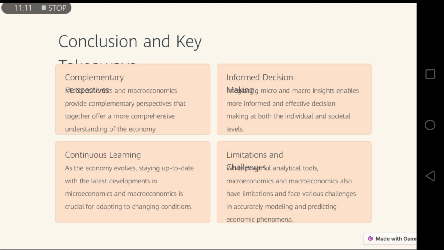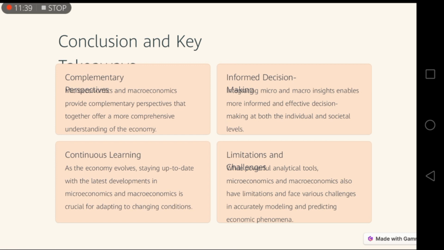Second one is informed decision making. Combining micro and macro insights enables more informed and effective decision making at both the individual and societal level. And another one is continuous learning. As the economy evolves, staying up to date with the latest developments in microeconomics and macroeconomics is crucial for adapting to changing conditions. Fourth one is limitations and challenges.